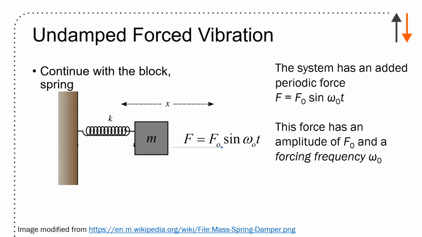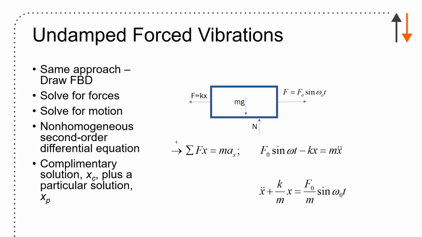Let's look at undamped forced vibration. So same system, same block, on a floor. But I've added a forcing function of F naught sine omega naught t. The force has an amplitude of F naught and a forcing frequency of omega naught. So in undamped forced vibration, we do the same thing. We draw the free body diagram, solve for the forces, and solve for the motion.